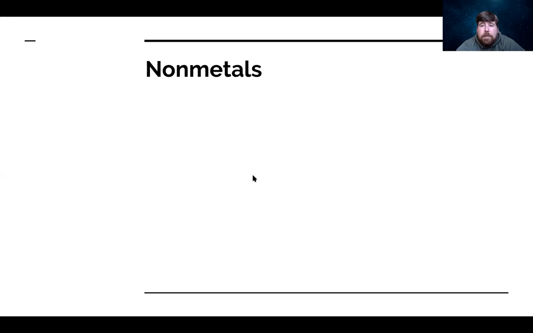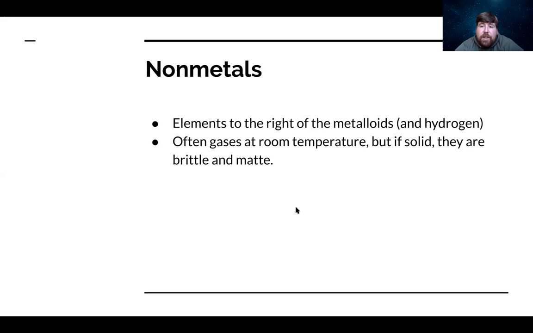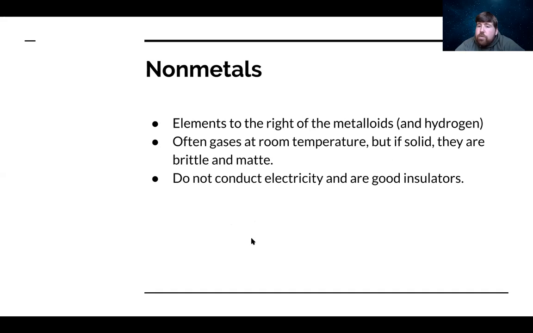Nonmetals are pretty much the opposite. Not completely, but there's a good handful of opposites. So for example, nonmetals are to the right of the metalloids. And of course, we include hydrogen here. Nonmetals are generally insulating. They are not very good at conducting heat or electricity. They're also often gases at room temperature. But the few that are solid, for example, sulfur or phosphorus, they are often brittle, chalky, and matte in color. They don't have a shine associated with them. And last but not least, once again, they do not conduct electricity and they are good insulators.